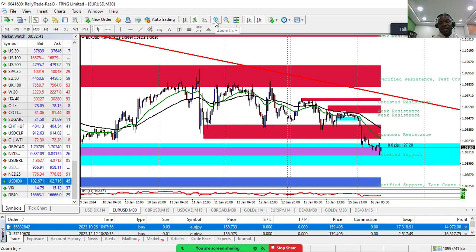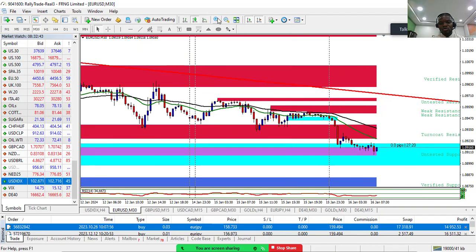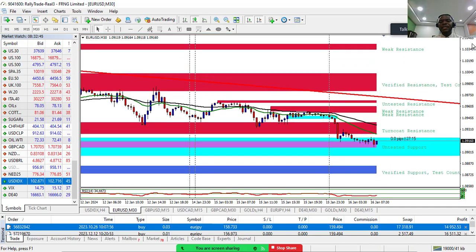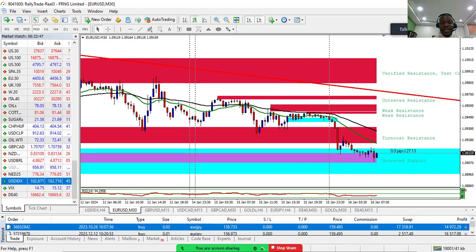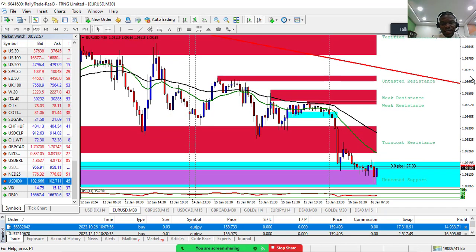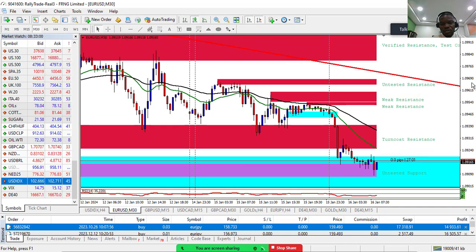Now, since we have seen strength in the dollar, I would like to be bearish on Euro USD for today. Okay. This is a 30 minutes time frame, right? So I would like to be bearish on Euro USD for today.